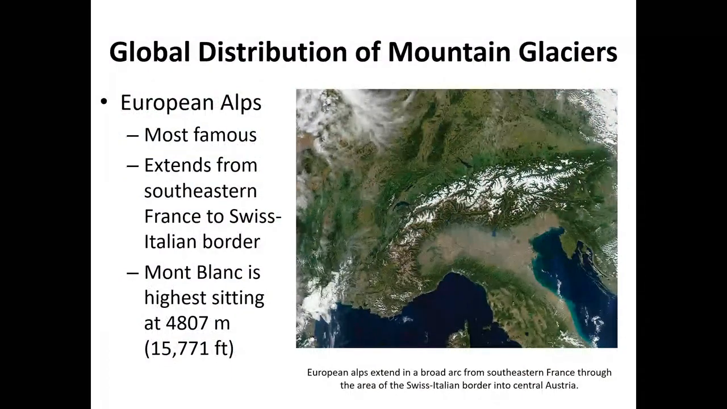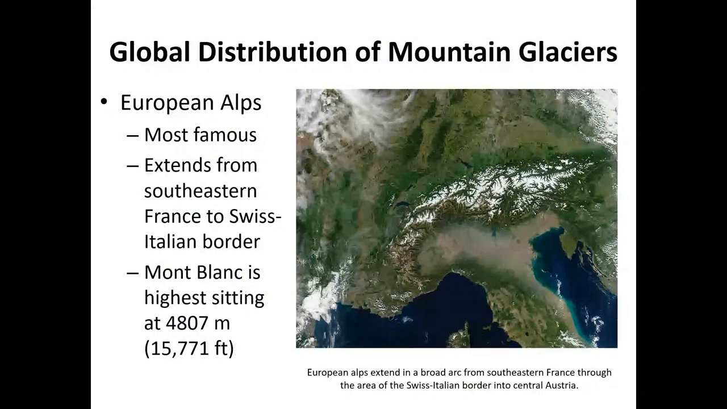The Alps, as you can see here, this is a picture of the European Alps from space. They have a large number of mountain glaciers. And some of the more famous ones is Mont Blanc. That's the highest mountain they have in the Alps. That's 15,771 feet. So Mount McKinley is about 5,000 feet above that. That's the highest mountain in North America, known as Mount Denali also.